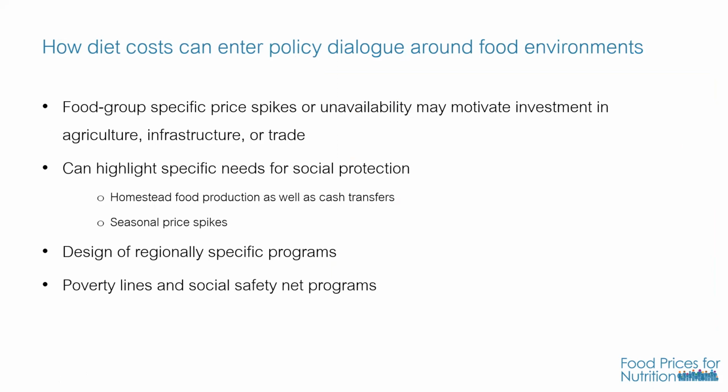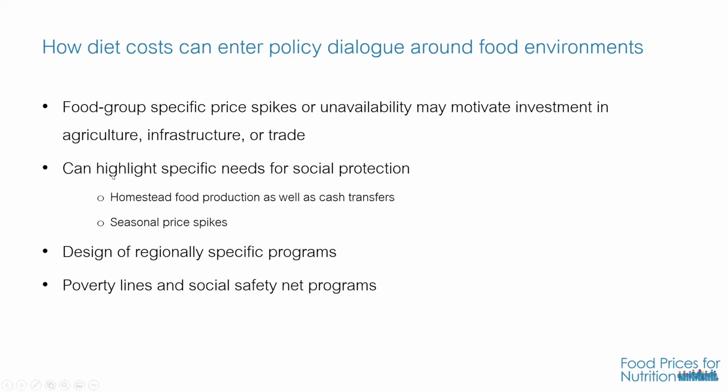So as I'm wrapping up, I just want to think about how these diet cost metrics can enter into a policy dialogue around food environments. I mentioned in the Tanzania example that food group specific price spikes, for example, or unavailability, they could motivate investment in agriculture or in infrastructure, for example, storage, warehousing, roads, or in trade. So being able to look at the different costs of food groups allows for a more nuanced policy dialogue.